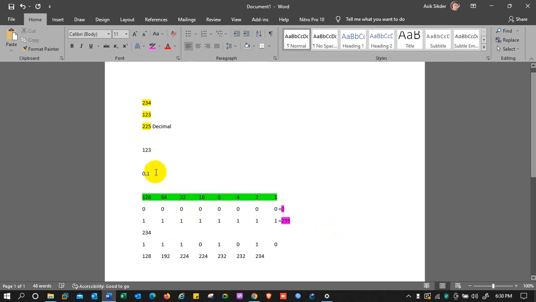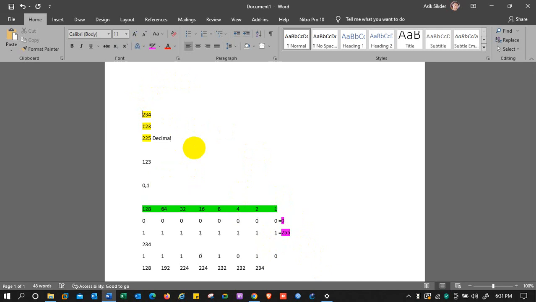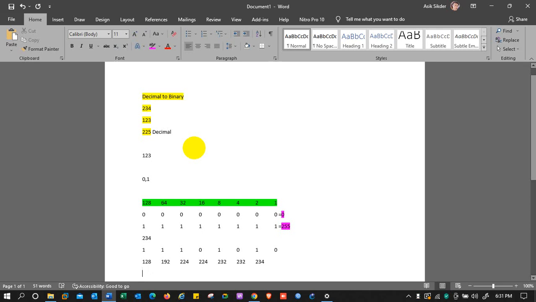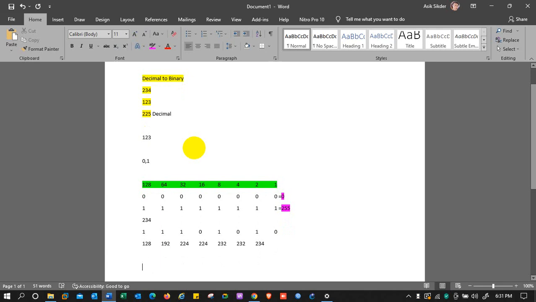As we say, binary is the number system that the computer can read, and decimal is the number system which is really possible for people to remember. So that's the end of this conversion, decimal to binary. Let's type a heading: decimal to binary.